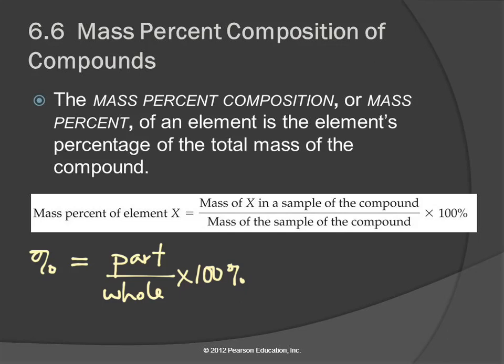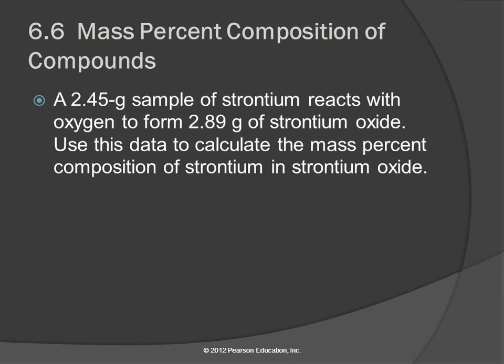So when we calculate a mass percent of an element, it's always going to be less than 100. When we have percent error, we can have greater than 100% error, which means that it was really bad. But in a situation like this, we can't have more than 100%. So we need to keep in mind what percent means: part over whole times 100.